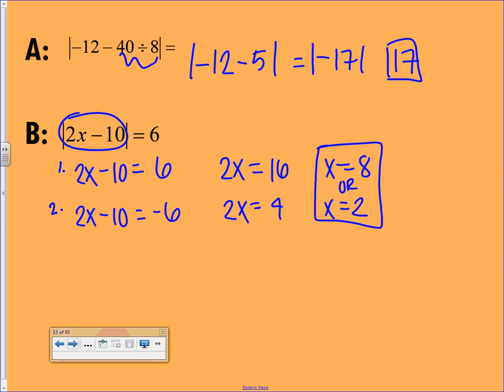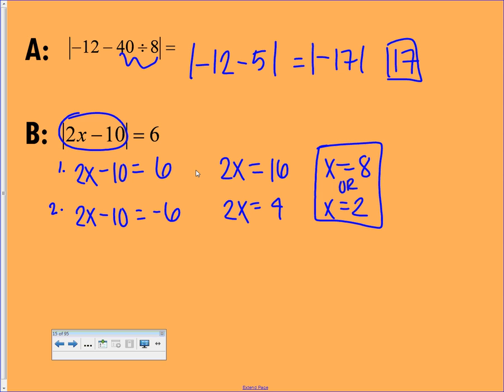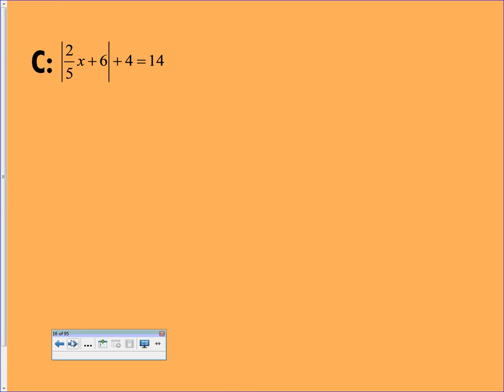If you plug it back into your equation, if I plug in 8, I get 2 times 8 is 16, minus 10 is 6. The absolute value of 6 gives me 6, so I know that one works. If I plug in 2, I get 2 times 2 is 4. 4 minus 10 is -6, but the absolute value gives me a positive. So you're always going to have two answers here. Just make sure you set up two equations, and you're always changing the number on the right side of the equation. So let's try example C.